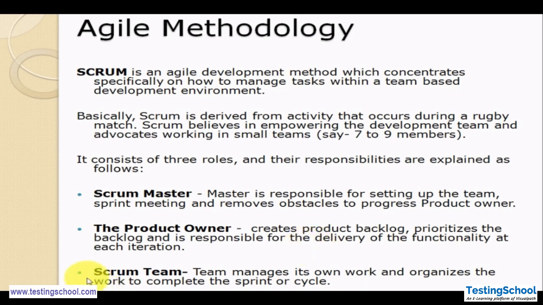Then we have the Scrum team. What is the Scrum team? The Scrum team is basically a combination of the development team, testing team, business team, DBA, or our Scrum Master himself. The Scrum team manages its work and organizes the work to complete the sprint or cycle. The Scrum team is responsible for completing the work that is given for a particular sprint.